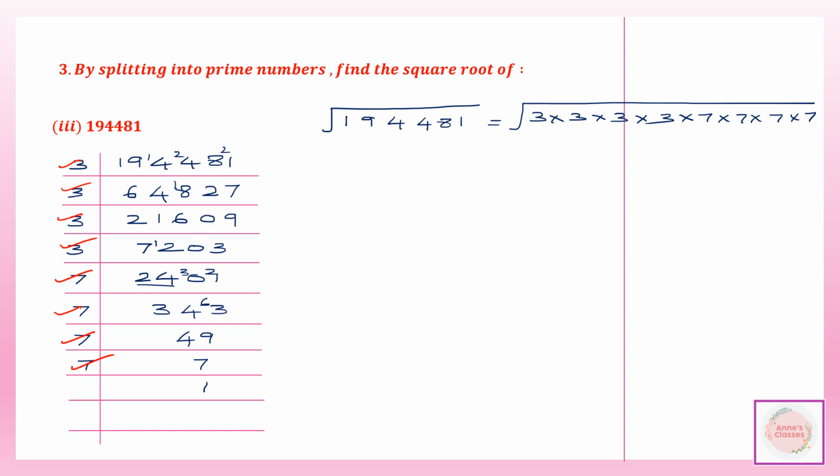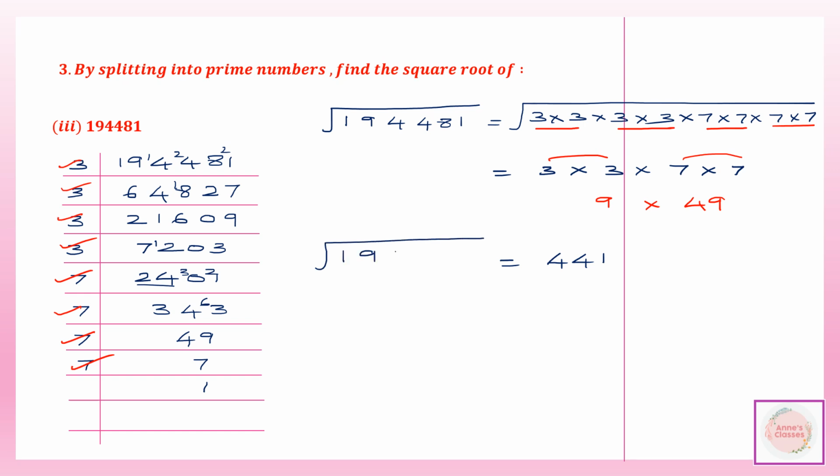Now we pick out the pairs of like numbers. So there's one pair of 3, one more pair of 3, one pair of 7 and one more pair of 7. Pick one from each. So that is 3 into 3 into 7 into 7. So you can multiply this as 3 3s are 9 into 7 7s are 49. 9 into 49. So multiply that. When you multiply, you will get 441. That means the square root of 1,94,481 is 441.